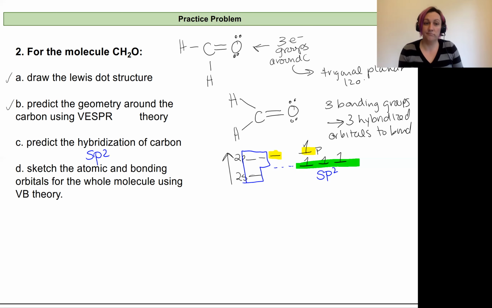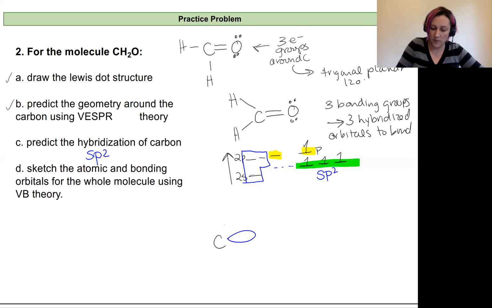Great. So with that, I can predict that the hybridization on my carbon is going to be sp2. So now I'm going to sketch out a picture of this and show my bonding orbitals and my atomic orbitals and give a whole picture. And then I can also point out my sigma and my pi bonds as well. So I'm going to start with that carbon in the middle. And I'm going to create its hybridized orbitals here in blue. So I've got 3. I'm going to space them 120 degrees apart. So I'm going to go 1, 2, 3.